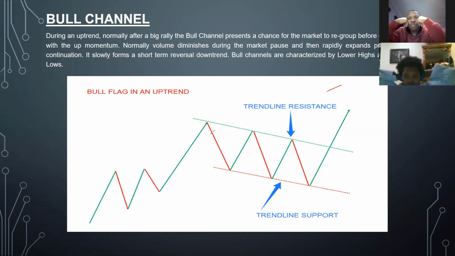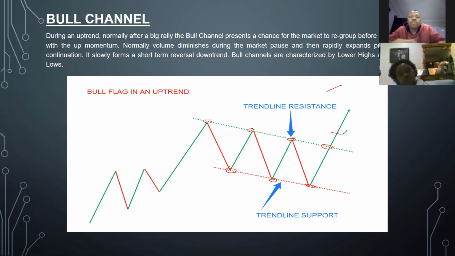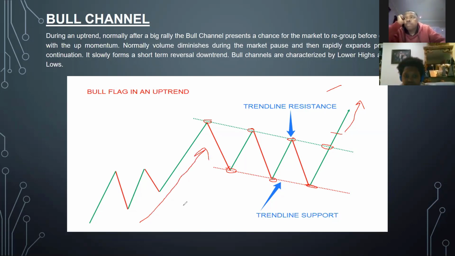So price is forming a lower high and then lower lows. Lower high, lower low. Lower high, lower low. You see? Now, when price breaks out of the lower high, when it breaks out, this is when you look to open your buy trade in order to get the continuation of this uptrend. You see? This is the bull channel. This is how a bull channel looks like in theory. Now we're going to go to a chart so that you can see how it looks like on a chart.